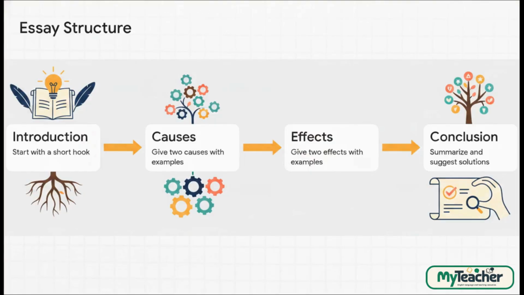To build our essay, we're going to use a very simple blueprint. Think of it like building a house. There are four main parts here. Part 1 is the introduction. Part 2 is the causes. Part 3 is the effects. And finally, Part 4 is the conclusion. Let's take a closer look at each one of these steps.